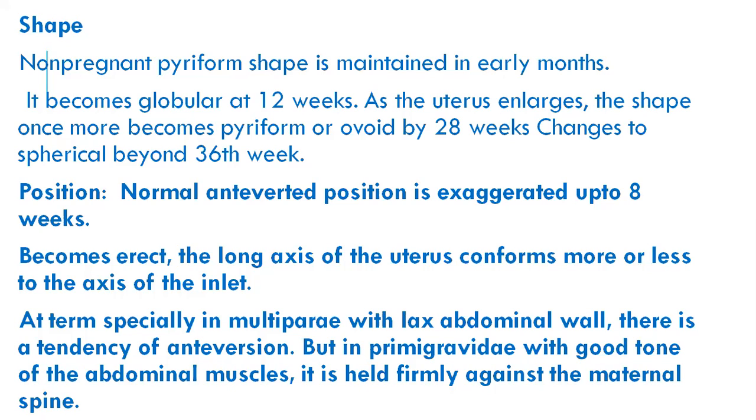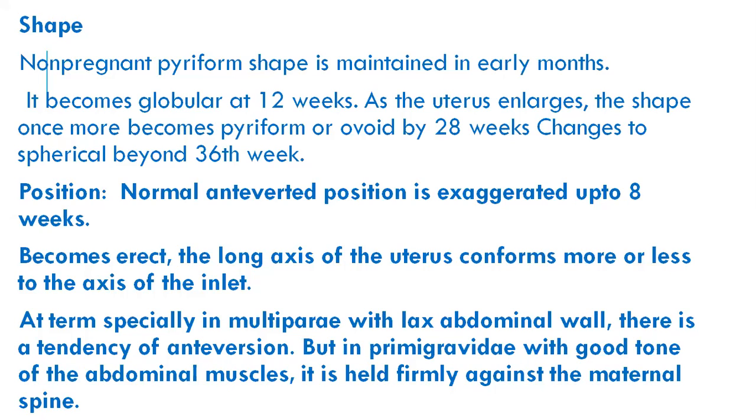Position: normally the anteverted position is exaggerated up to 8 weeks. Later on, it becomes erect and the long axis of the uterus conforms more or less to the axis of the inlet. What happens at term? Because of a lax abdominal wall, there is a tendency of anteversion. But in primigravida, with good tone of the abdomen, it is held firmly against the maternal spine.